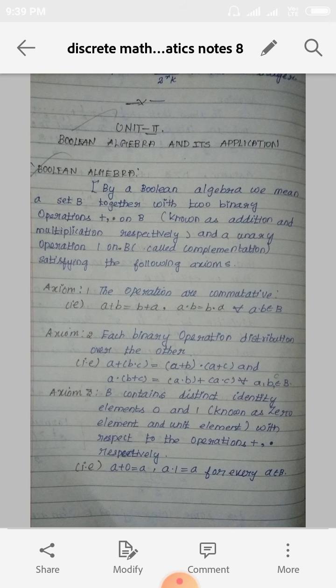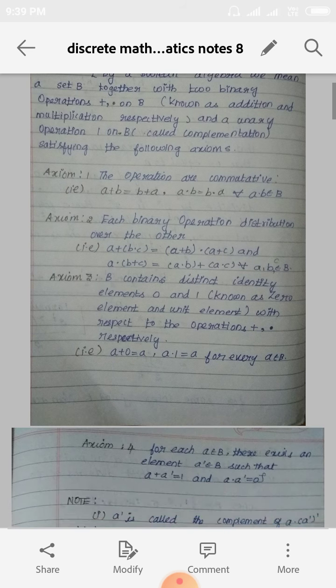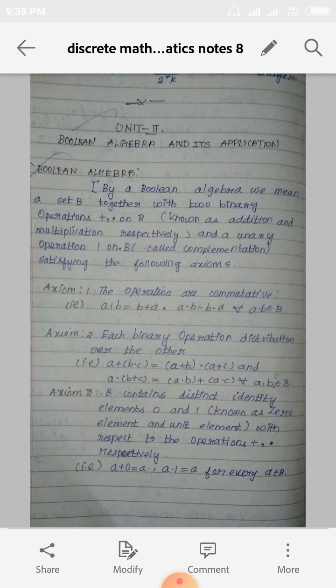Let us see some axioms of the Boolean algebra. The first axiom is commutative, that is A plus B is equal to B plus A, and A dot B is equal to B dot A. That is the commutative axiom in addition and the commutative axiom in multiplication, for all A, B belonging to B.